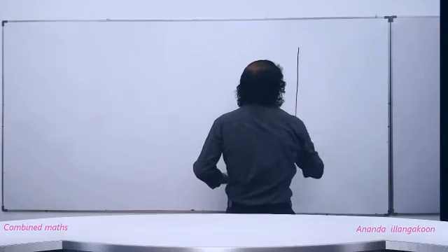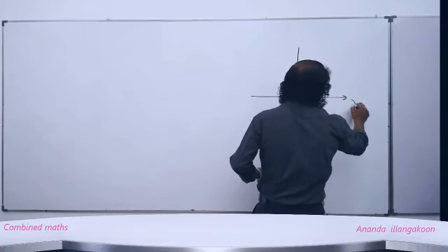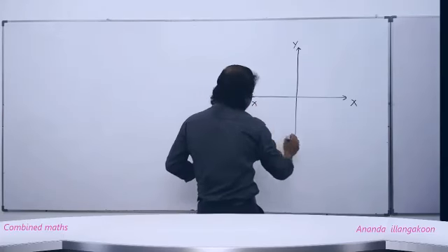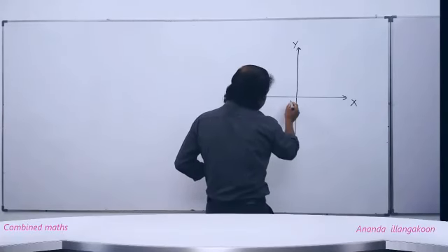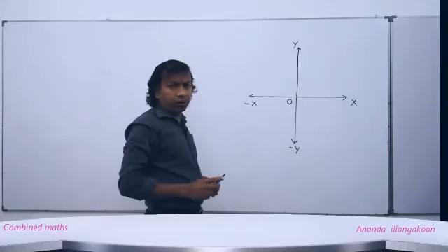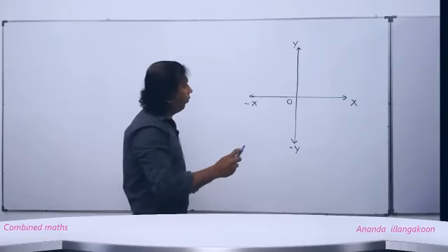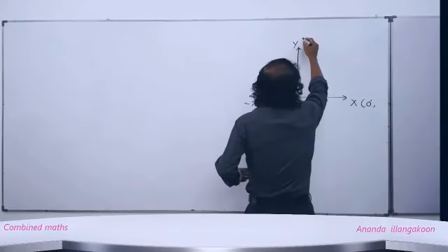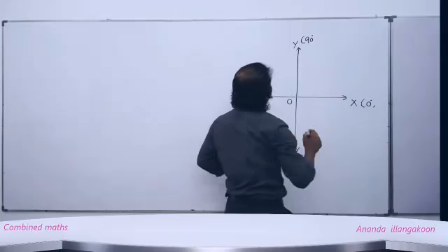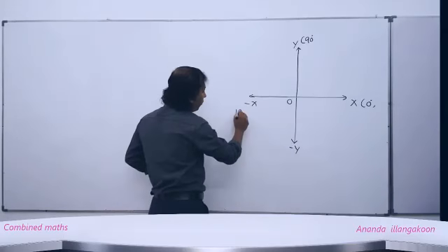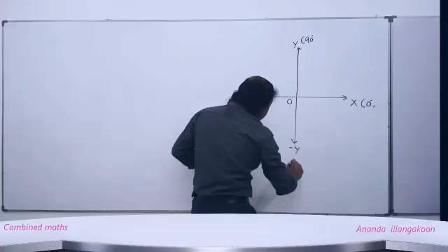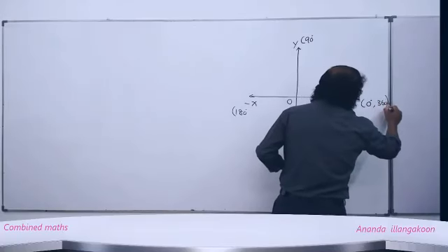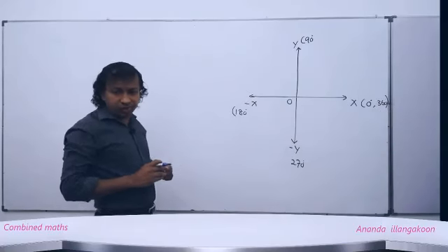This is our plane of quadrants: positive x-axis, positive y-axis, negative x-axis, negative y-axis. This is the origin. You know, when the OP is on the positive x-axis, the angle is 0. When it is on the y-axis, the angle is 90, negative x-axis, angle 180, and this is 270. When OP completes the first round, the angle is 360, right?